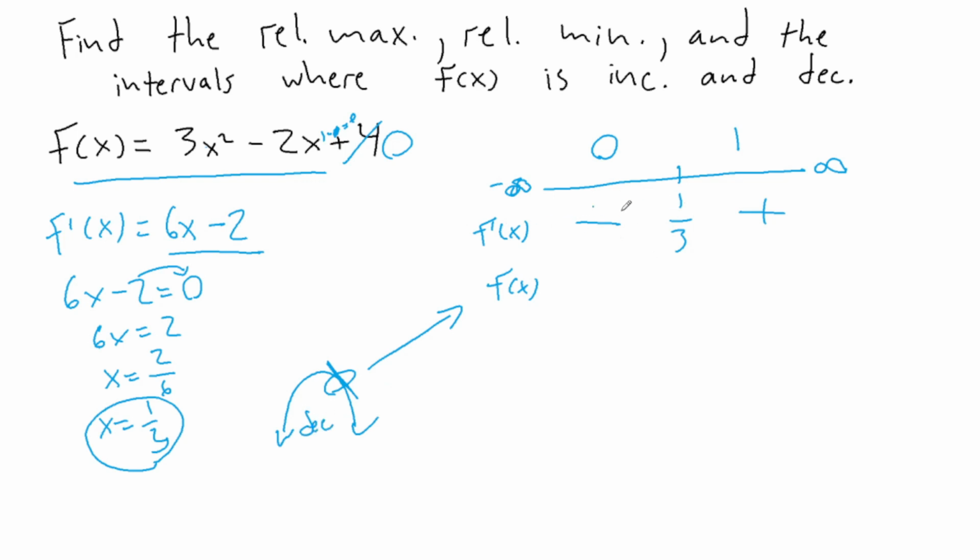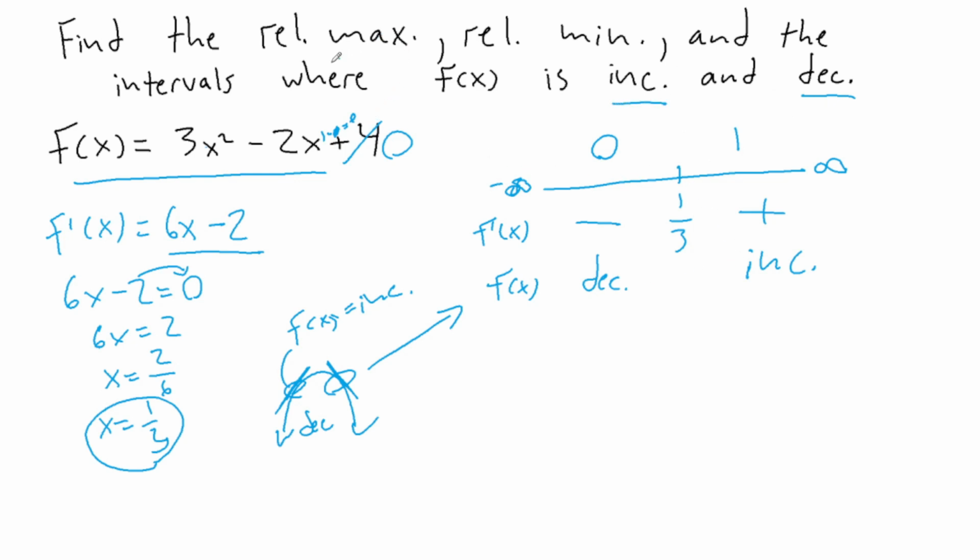So if f prime of x is negative, f of x is decreasing. So now we just found one of the things that we need to find. So we know where f of x is decreasing. And vice versa, if f prime of x is positive, that means the slope of the tangent line is positive, which means at that point f of x is increasing, right? So here f of x is increasing. And so now we just found where f of x is decreasing and where f of x is increasing.